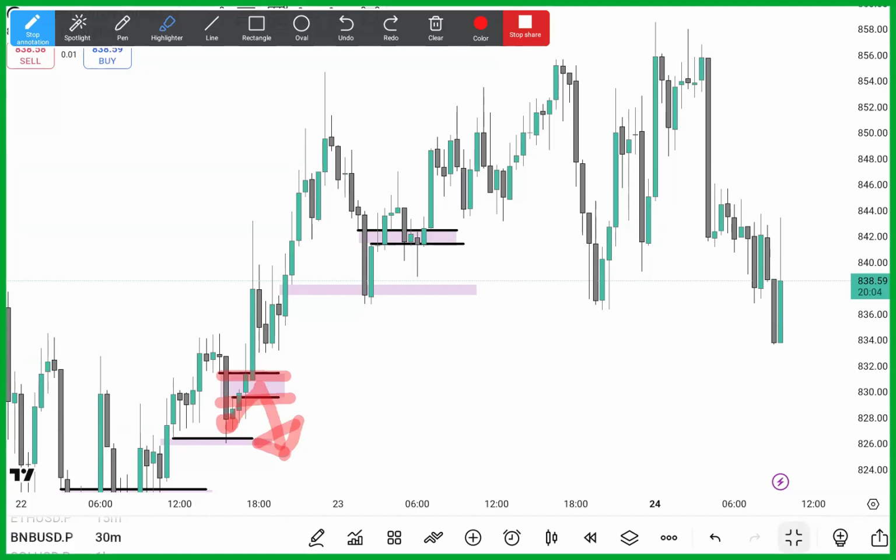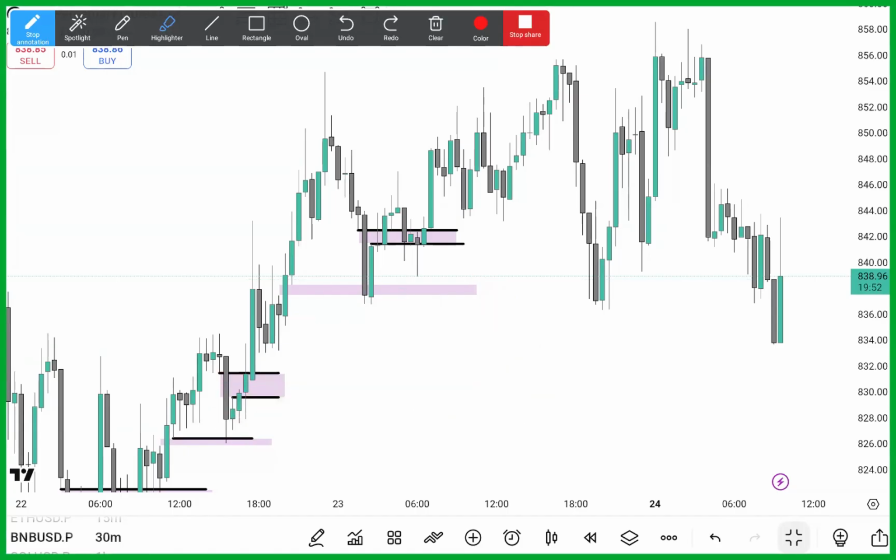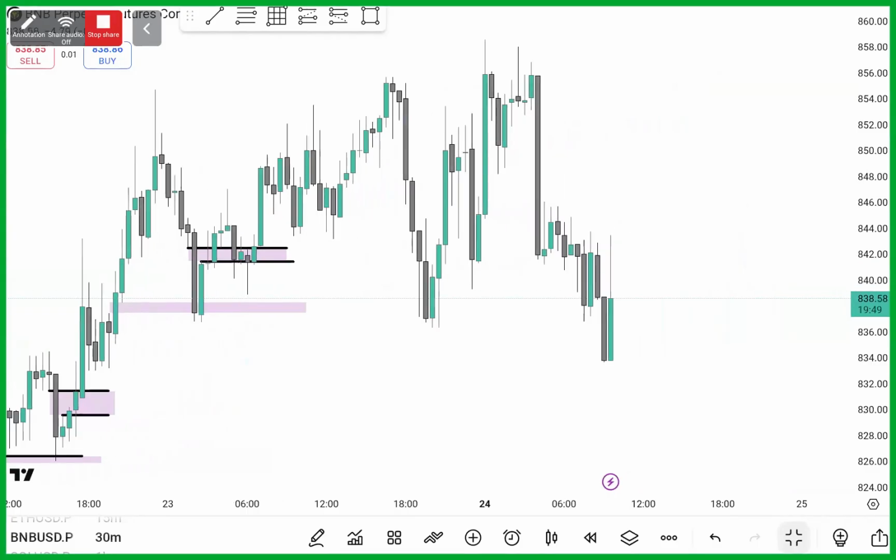So once they are inversed, they become bullish inversion fair value gaps. Yeah. So we want to see bearish inversion fair value gaps. Those are bullish fair value gaps that have failed.